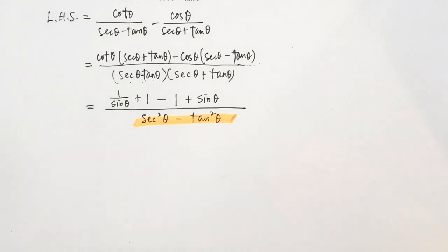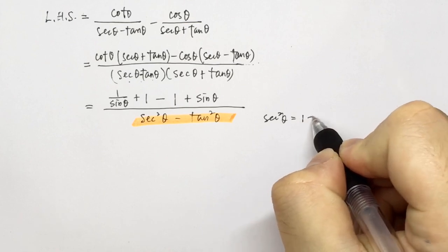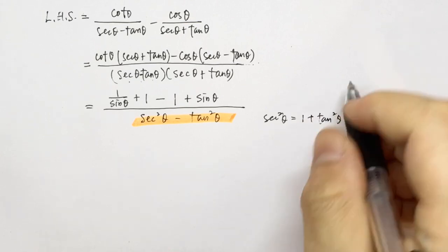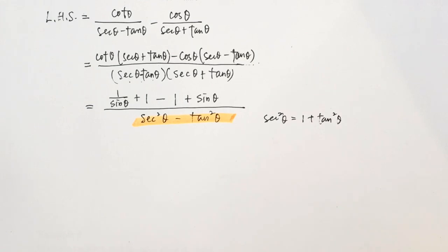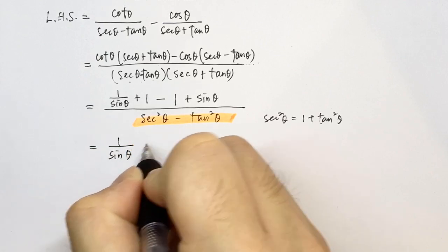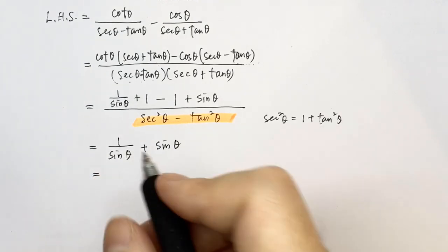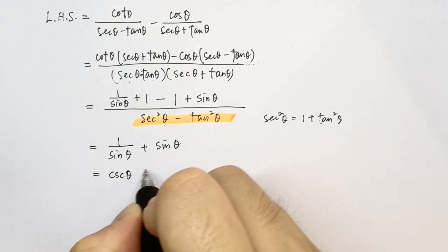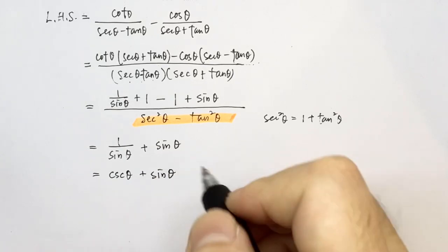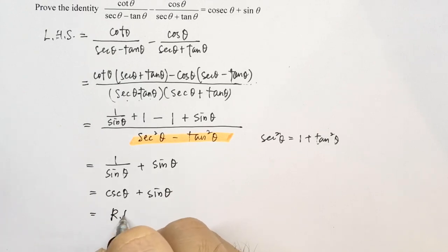surprisingly, is 1. Do you still remember we have secant square theta is 1 plus tangent square theta, okay? And then we move the tangent square to the left to get secant square minus tangent square makes 1. And in the end, we should have 1 over sine theta plus sine theta. And 1 over sine is cosecant. And it's done. It looks exactly the same on the right.